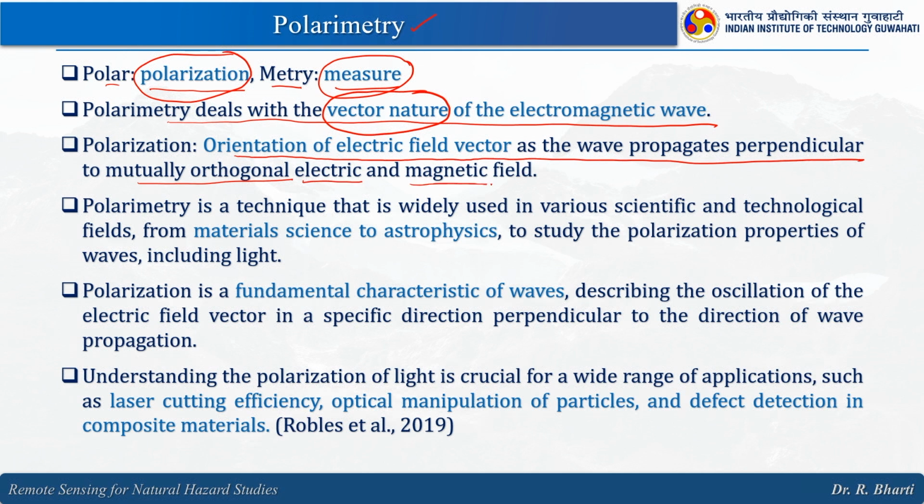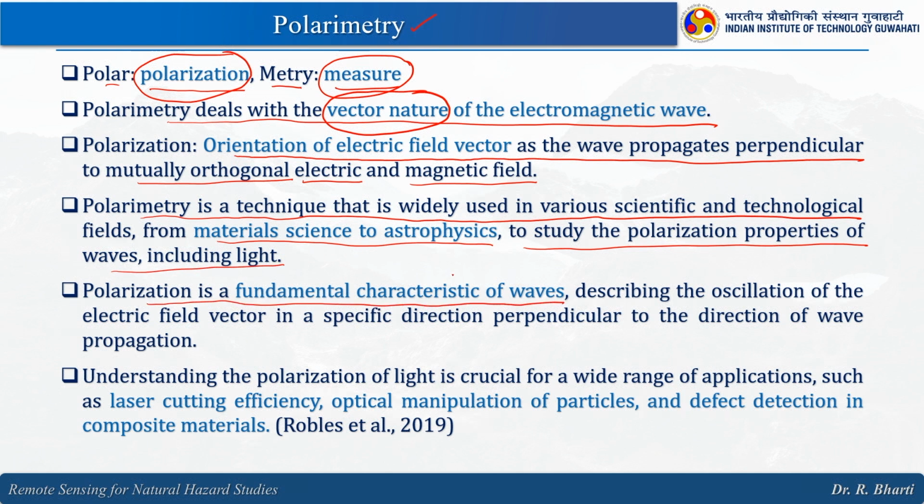the mutually orthogonal, that means perpendicular, electric and magnetic field. If you remember the video, polarimetry is a technique that is widely used in various scientific and technological fields, from material science to astrophysics, to study the polarization properties of waves including light. Polarization is a fundamental characteristic of a wave. This is the fundamental property, right, polarization.